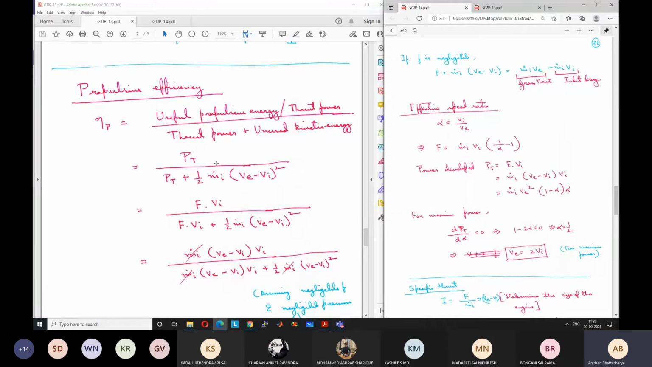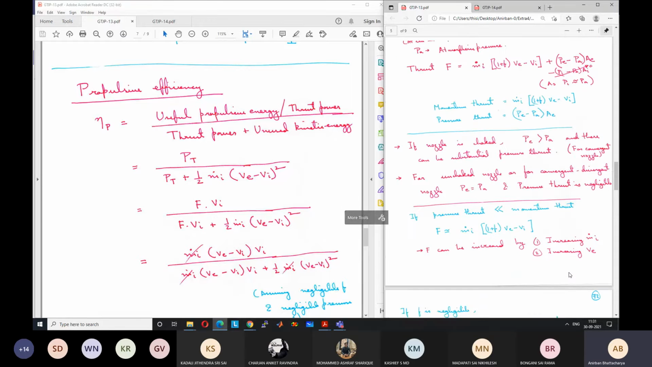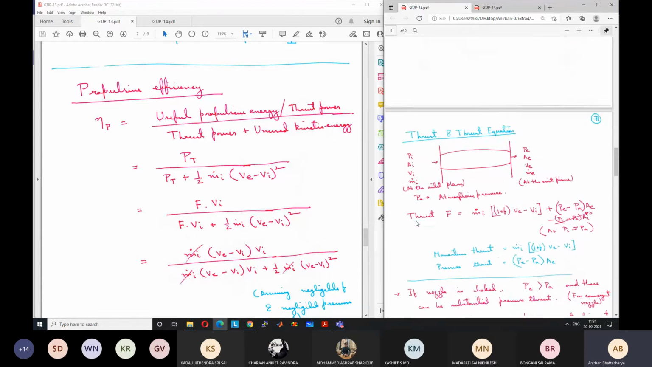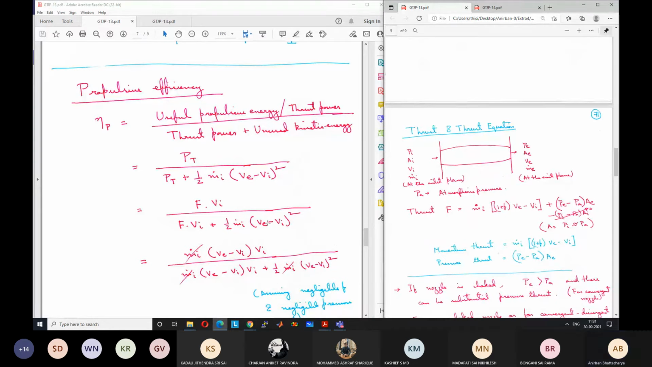So thrust into velocity is the useful power that is being used up for moving the aircraft forward, right? So this is equal to F into Vi, and in the denominator we have PT, which is obviously F into Vi plus the wasted kinetic energy. What is this wasted kinetic energy? This is half m dot i, where m dot i is the mass flow rate of air, times v minus vi whole square. Okay, this is the relative.